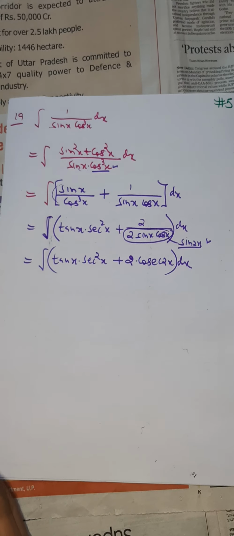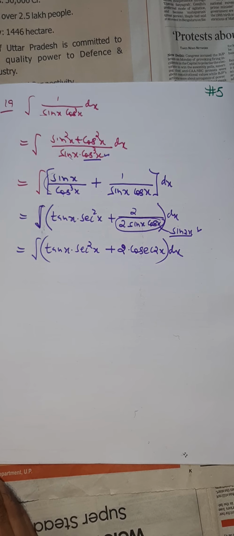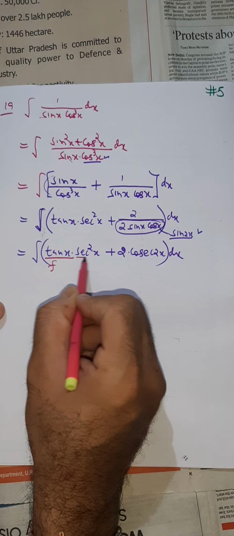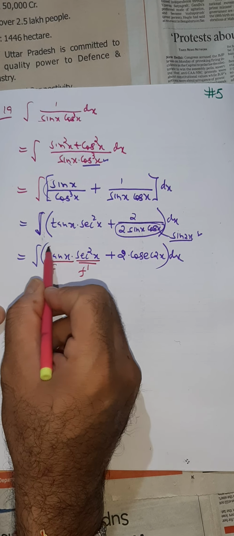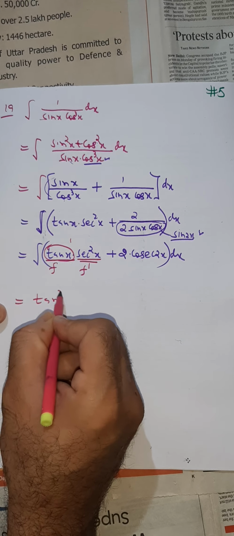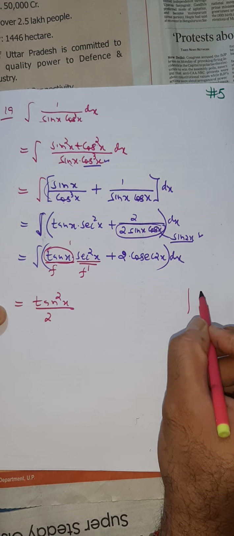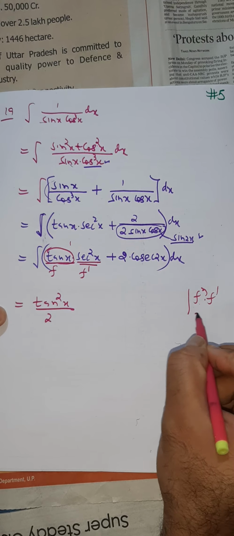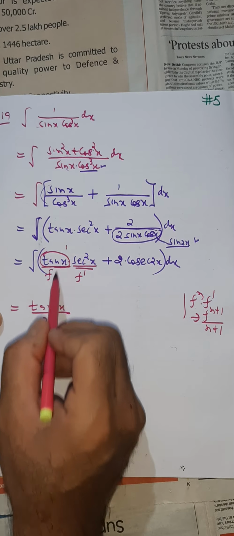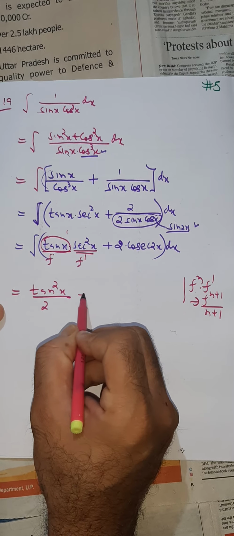What is the integral of the first one? You know there you have f raised to n into f dash form. So here this is like f and this is f dash. Here power is 1, remember, so raise the power by 1, so this is tan square x by 2. Which formula have I used? This one. If you have f raised to n into f dash, then raise the power by 1, n plus 1 upon n plus 1. Here power is 1, raise the power by 1, plus 2 as it is.